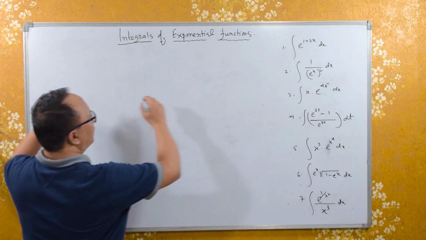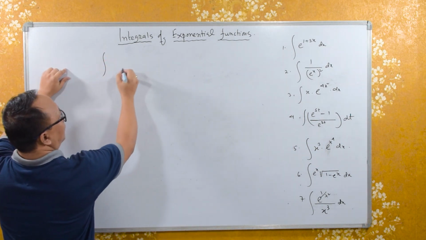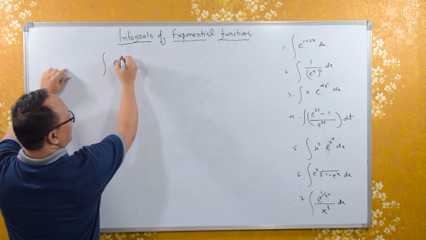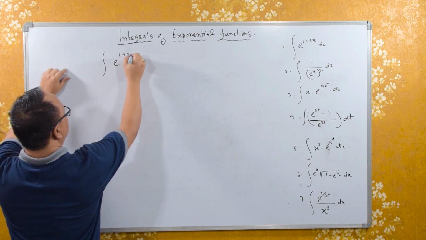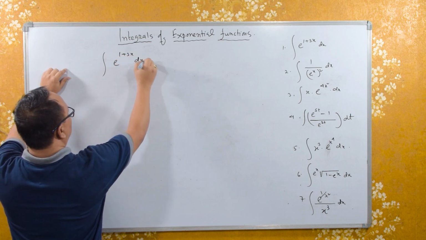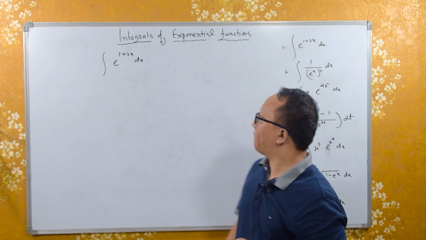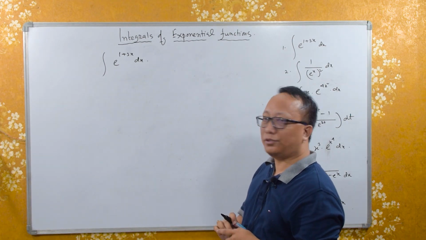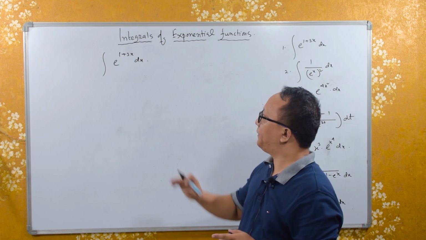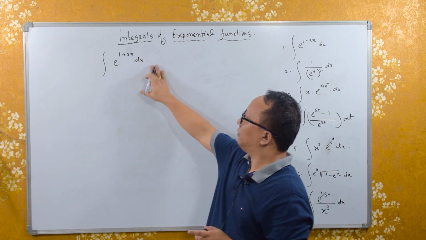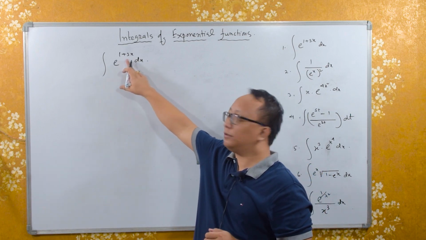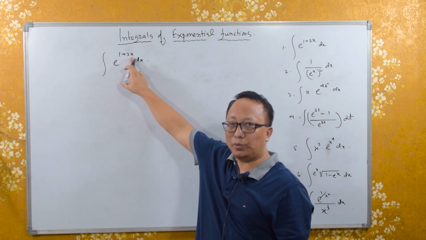Now, the first one is what? Integral of e raised to 1 plus 3x dx. Okay, this type of integration we can solve in two ways. Here we can substitute 1 plus 3x as u.